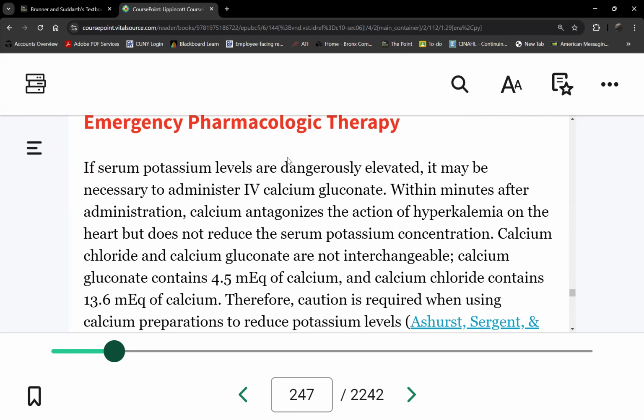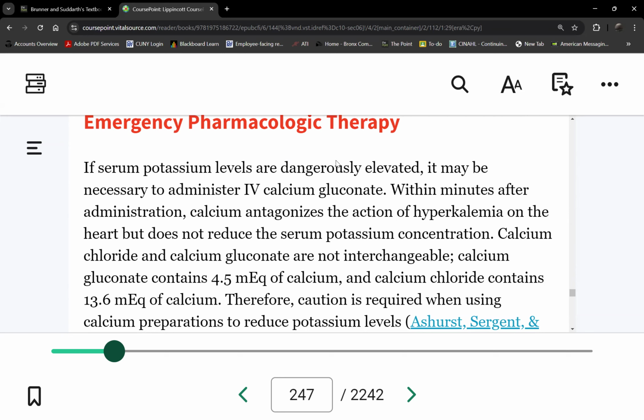But what's the disadvantage? It takes too long, 2 hours or longer. So if you want to lower potassium fast, you have 2 other options. Until you can remove it, you can either antagonize its effect, again, by using another electrolyte to counteract its effect on the heart, or stash it somewhere. Okay, shift it, put it somewhere else.